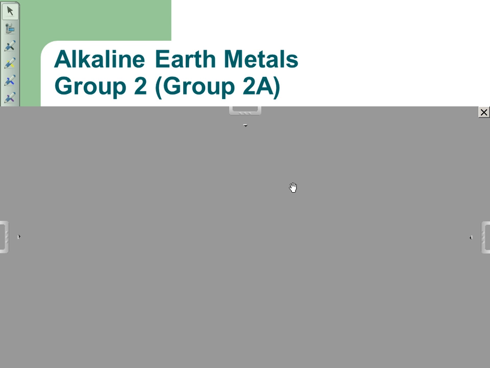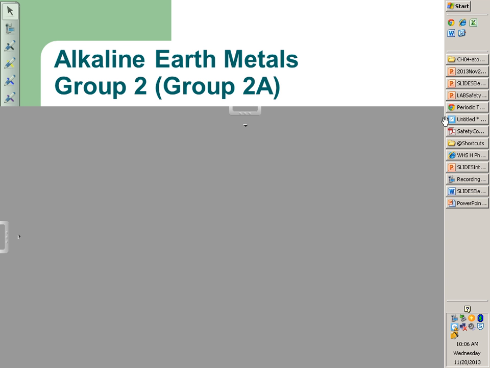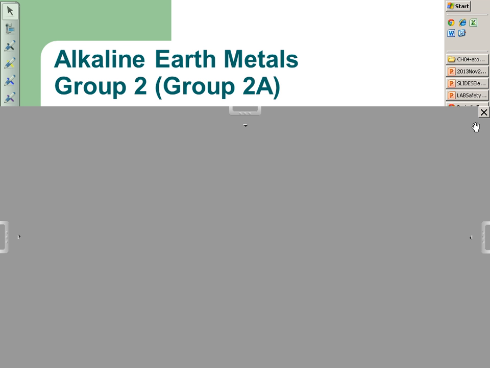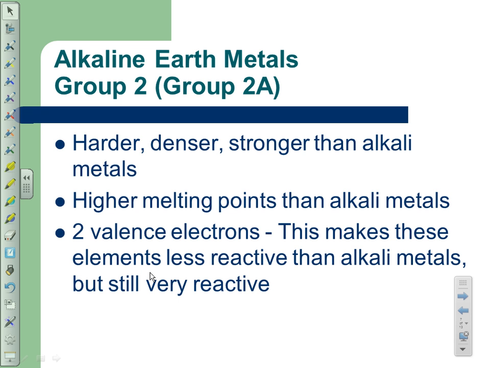So, alkaline earth metals, they are still metals, meaning that they are reactive, but they're not quite as reactive as your alkali metals. They are harder, they are denser, and they are stronger than your alkali metals, but still, we won't necessarily find them by themselves. You don't just go out and dig calcium out of the ground, or magnesium. Can't do it.